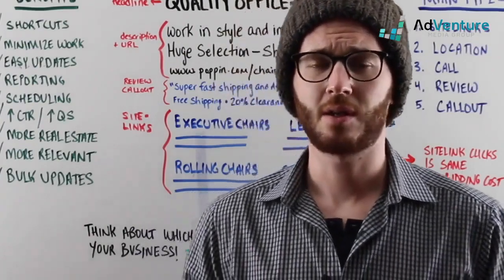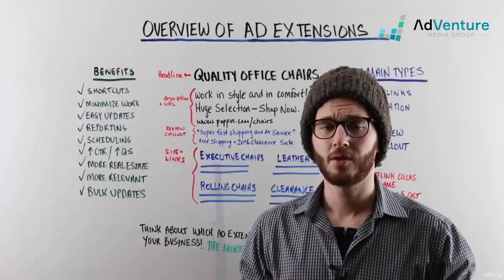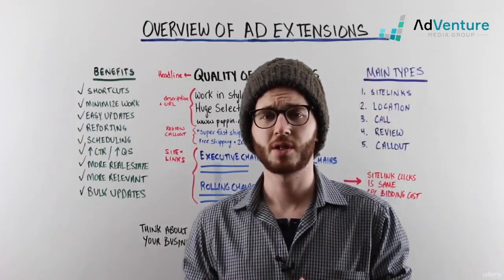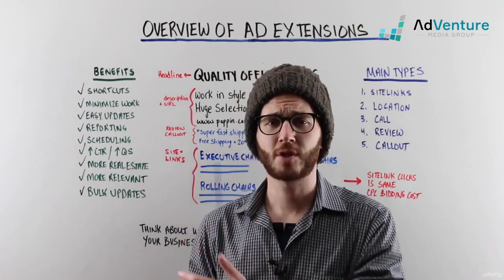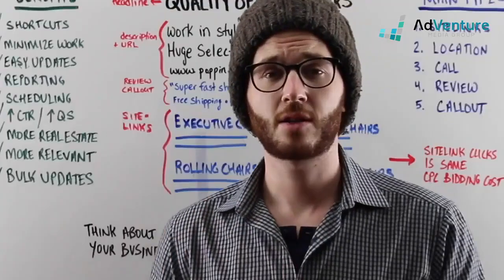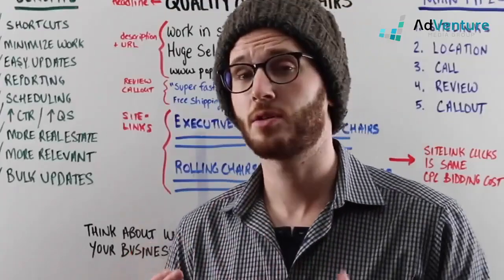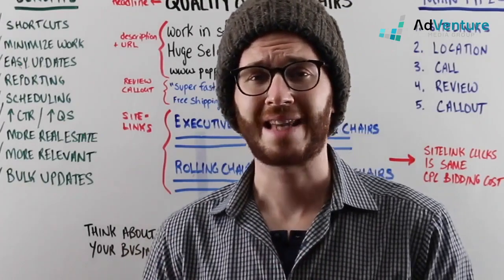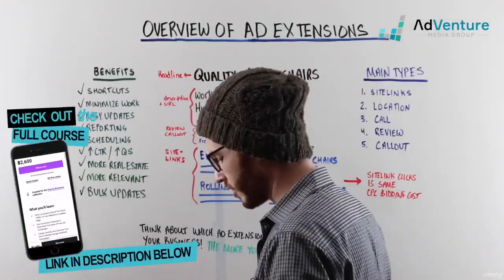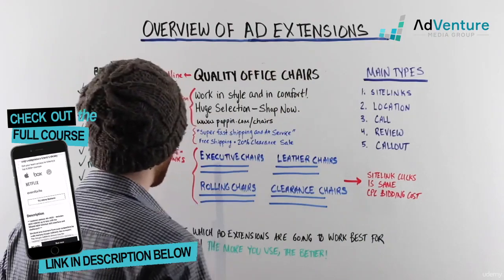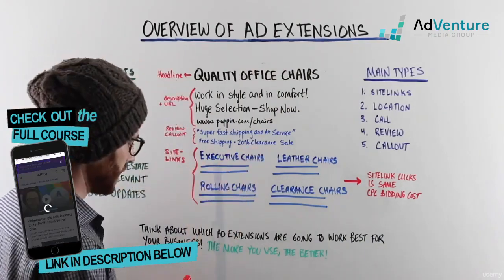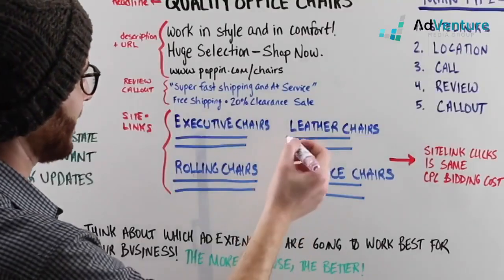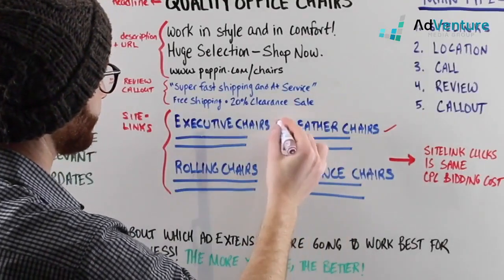Site link extensions allow us to cater contextually to a person's needs in a more specific way, and we give them a one-click option of potentially finding the exact type of answer to their question, in our case the exact type of chair that they were looking for. So for example, we could have a site link extension. One headline talks about executive chairs. Okay, one talks about, let's say, leather chairs.